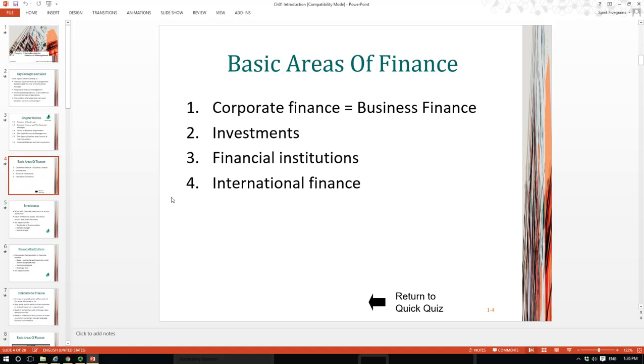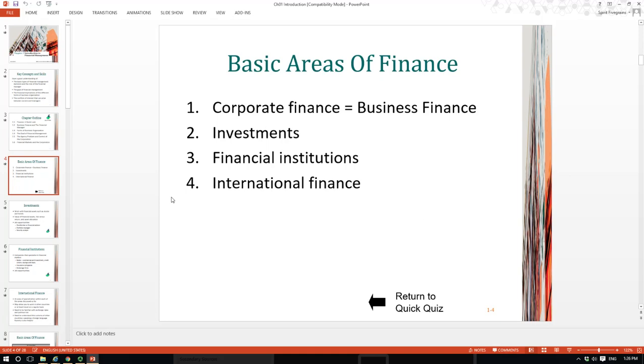And in the United States, we have more than 30 trillion US dollars worth of individual assets. And as finance people, you may have the opportunity in the future to help others manage their wealth. That is the second area, called investments. And the third one is financial institutions.